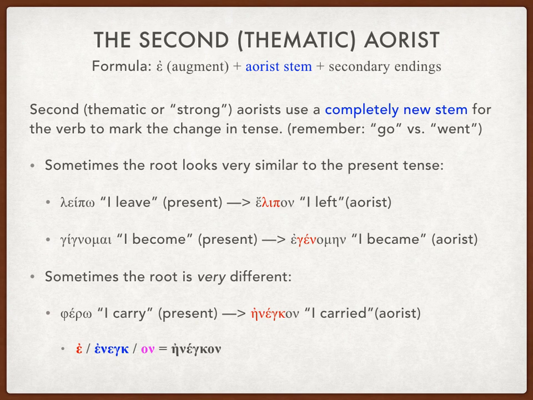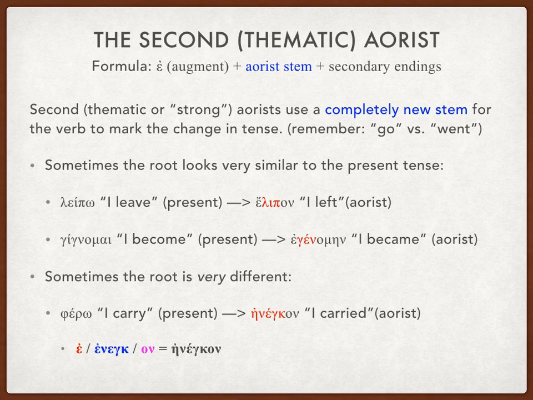Gignomai, for example, is pretty easy to recognize. Again, egenomen is what the aorist form looks like. That's I became in the past. It's pretty closely related to gignomai. You can kind of hear the similarity. Gen is the real root. This is where we get our word Genesis, for example. That might help you remember it when you look at the aorist. But sometimes you will get a completely different stem entirely.